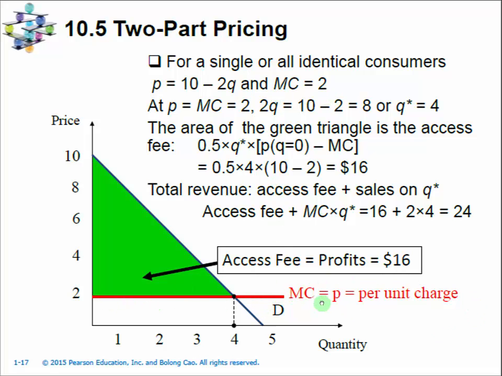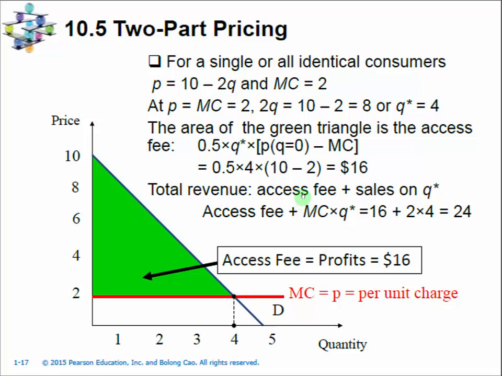And what we are going to see is that the profit-maximizing two-part pricing is to set the access fee as this consumer surplus, the area below the demand curve, above the marginal cost curve, up to this quantity where the marginal cost curve equals the demand curve.